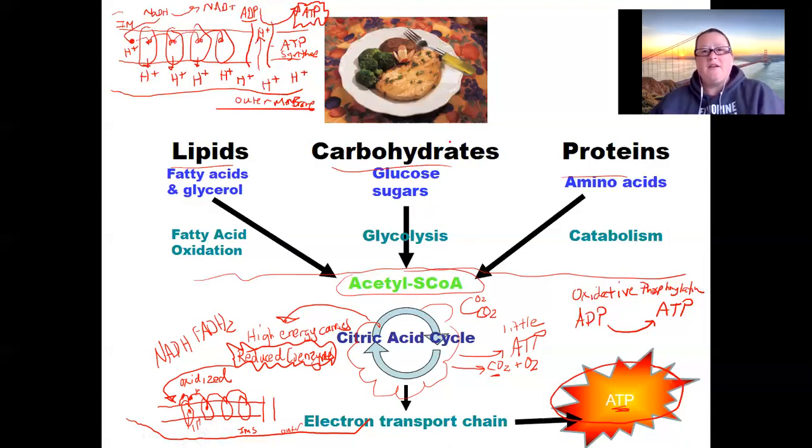Before I go to the next screen, I do want to mention that the first step after carbohydrate digestion, in which we have the glucose and the other simple sugars, is a process called glycolysis. And through glycolysis, glucose is turned into pyruvate. And that pyruvate then gets transported into the mitochondria because this glycolysis is happening outside the mitochondria in the cell's cytoplasm.